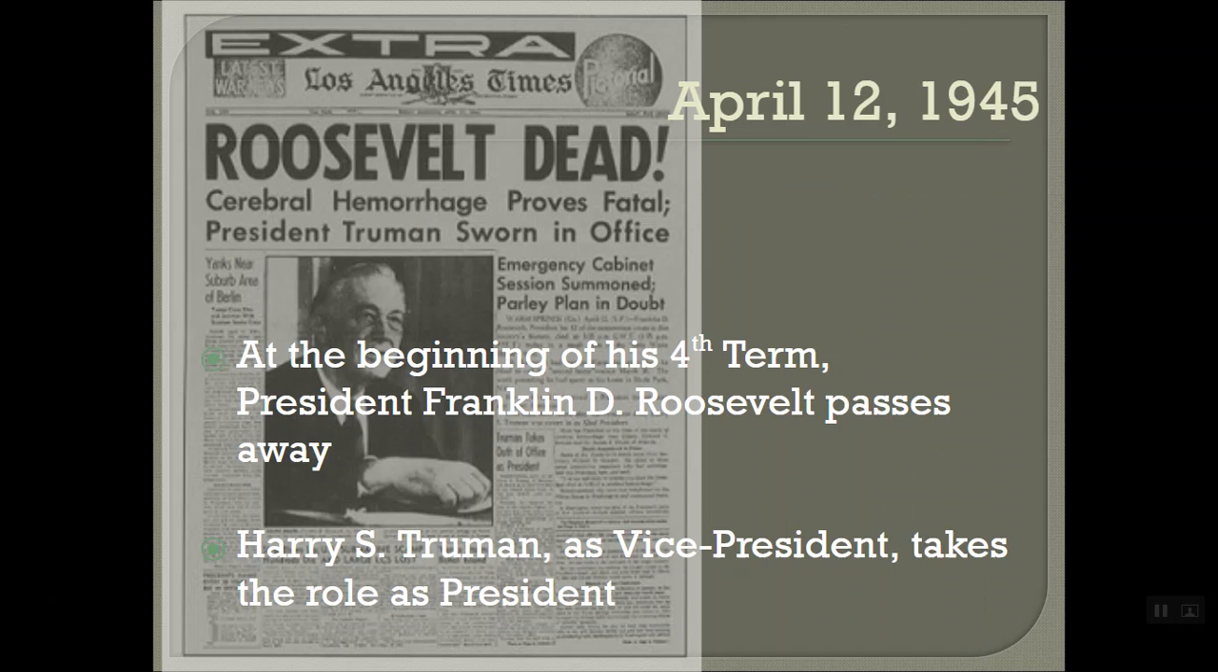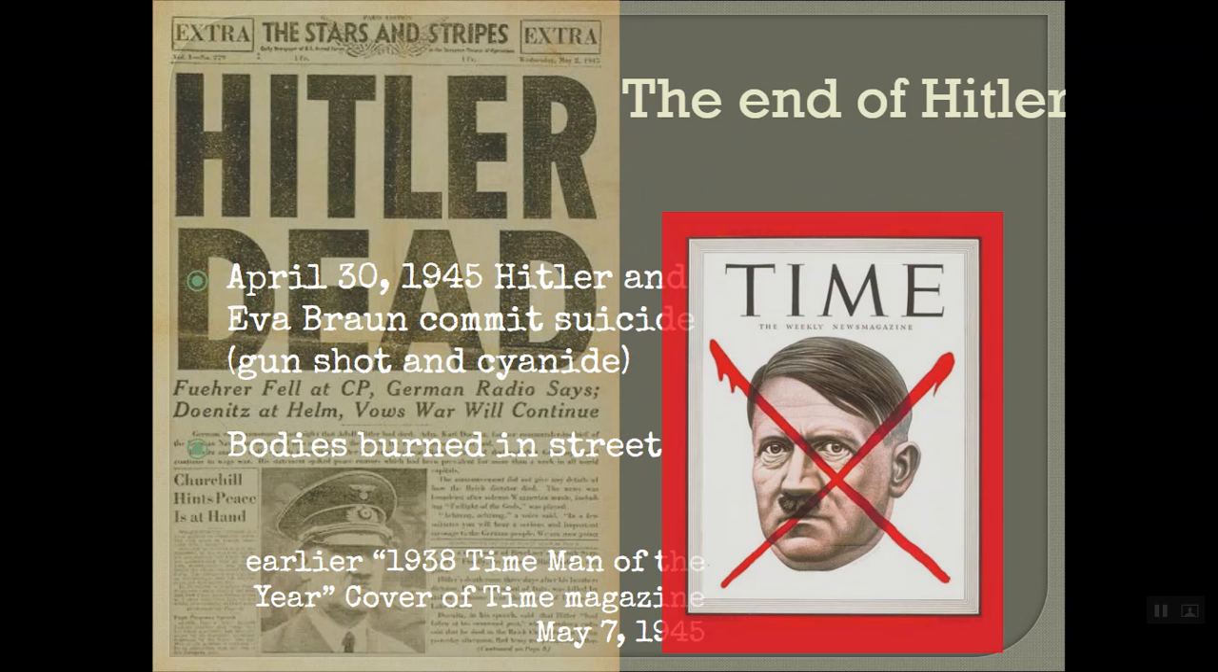The end of World War II also brought the end of Franklin Roosevelt's term as president. So he died during his 4th term, which is the last time a president would serve more than 2 terms. His vice president, Harry Truman, takes over. And so he's going to have to make decisions in World War II at the end of the war.